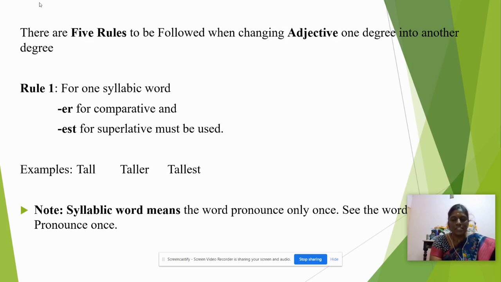So for that one syllabic word, to change into comparative we have to add ER. After tall, add ER, taller. This is to be used in comparative degree. For superlative, we have to add EST as a suffix with the adjective tall. So tallest. This should be used for superlative degree. So from this, we understand that for one syllabic word, we have to add ER for comparative and EST for superlative degree. This is the first rule.